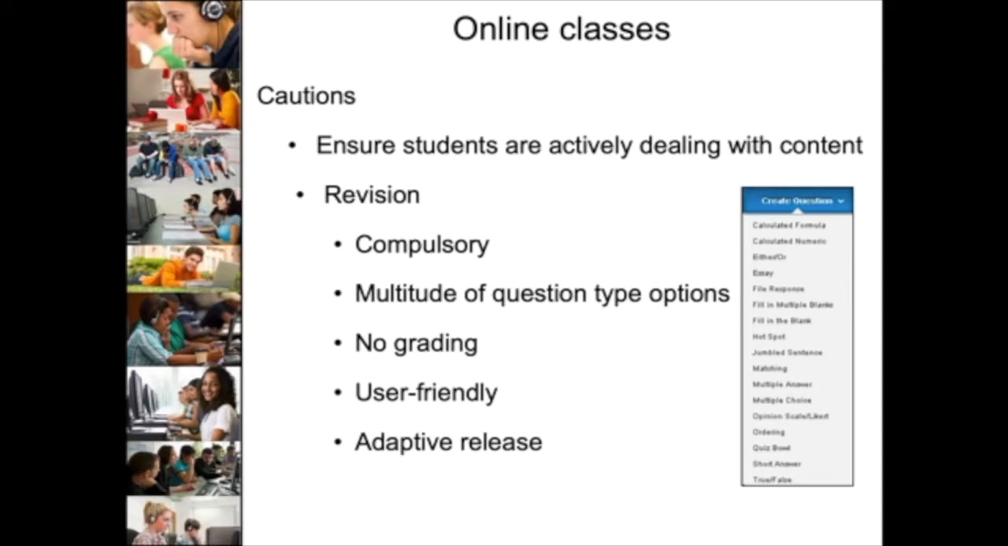It doesn't help you provide everything on the learning management system, but you don't have any way of knowing whether the students are working through it and whether the students are understanding it. So I had revision assignments for them. Those were compulsory. There's a multitude of question options in ClickUp. So those are all the multiple choice, fill in the blank, match columns. And the positive thing about this is there's no grading physically that you need to go and sit and do. It's user-friendly.